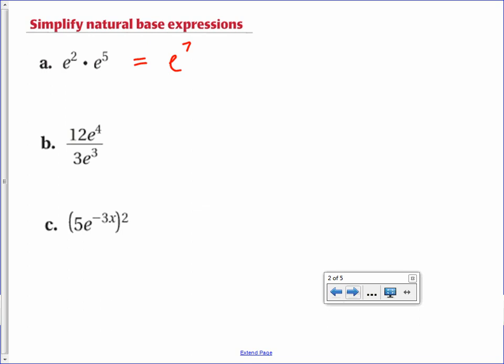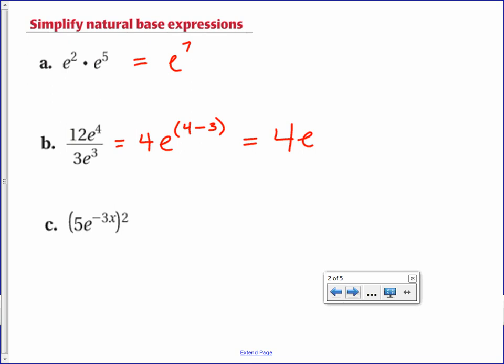Letter B, you want to divide your coefficients, just like normal, and subtract your exponents. So this will become 4e to the 4 minus 3 power, right? We take top exponent minus bottom. Because 4 minus 3 is a positive exponent, this just becomes 4e to the 1. We leave it like that. That's as simple as it gets.